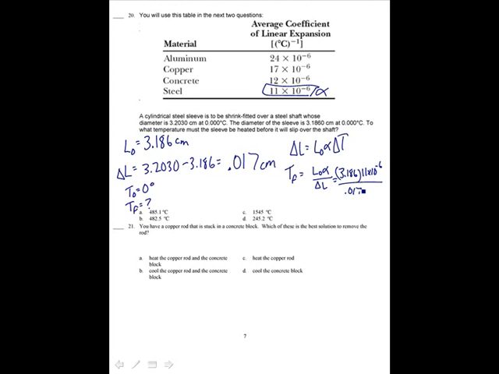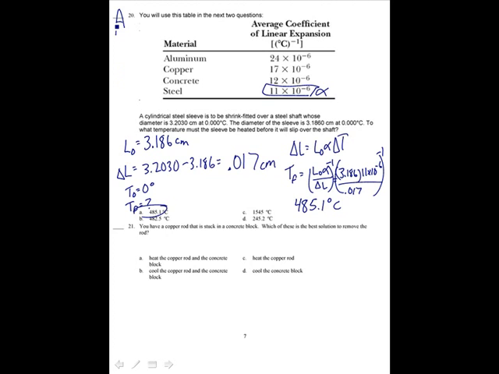Oh, actually, I'm sorry. I had another mistake here. So I'm looking for T final. So it should be the inverse of this. I just had an algebra mistake. T final is actually delta L over L naught alpha, and that is 485.1 degrees Celsius. So that is A. Number 20 is A.